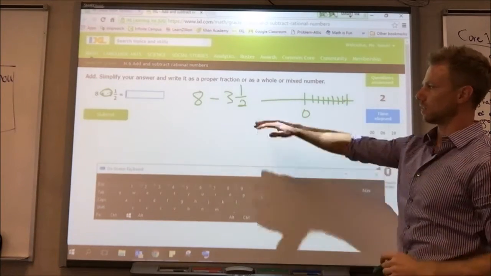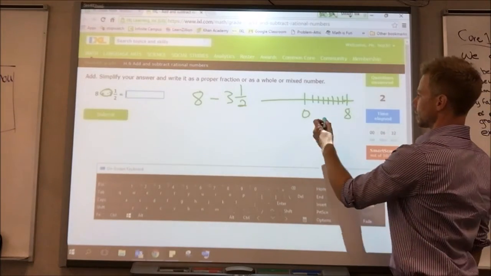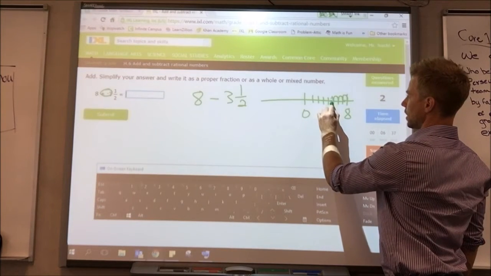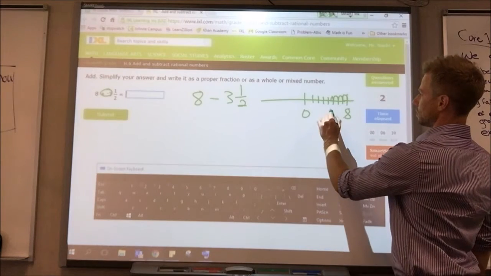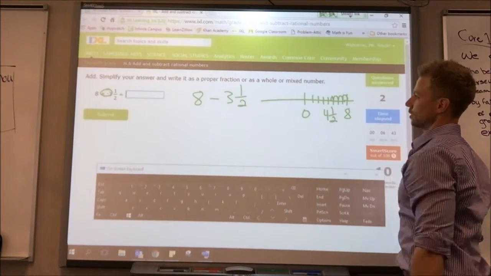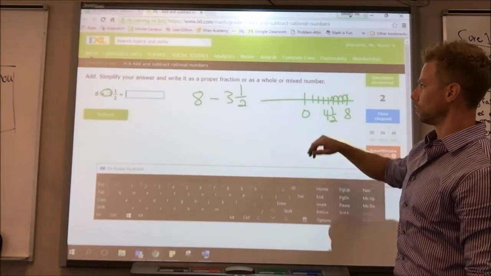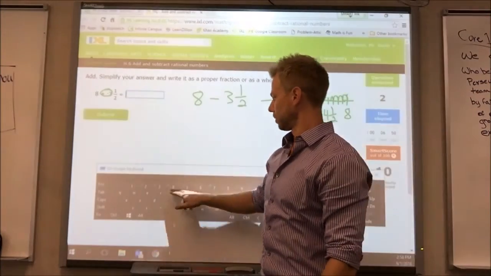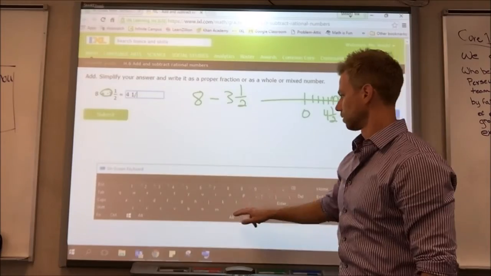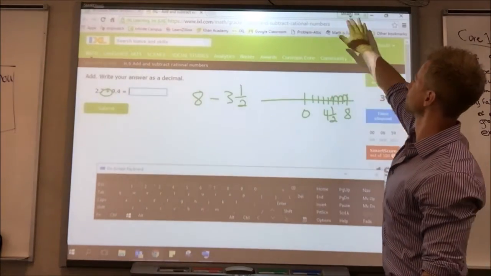Since they're pretty easy numbers, I'll start at 8, I'll subtract 3.5, so go 1, 2, 3.5, and I can see if I count 1, 2, 3, 4, that brings me to 4.5. And I can't write it as a decimal, I need to write it as a mixed number, so it'll be 4 and 1/2. Good.